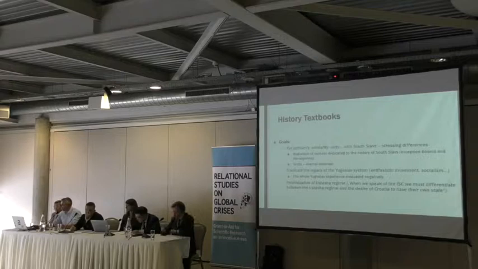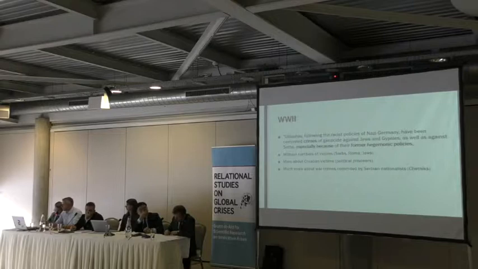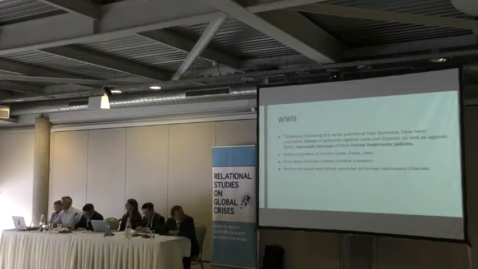I will give you just a few examples, for example, about World War II, when there is one sentence about the Ustasha regime. You can see this relativization: that Ustasha, following the racist policies of Nazi Germany, committed crimes of genocide, against Jews and Gypsies, as well as against Serbs, especially because of their former hegemonic policies. Numbers are given only about Croatian victims during the war, not about Serbs, Roma, Jews.